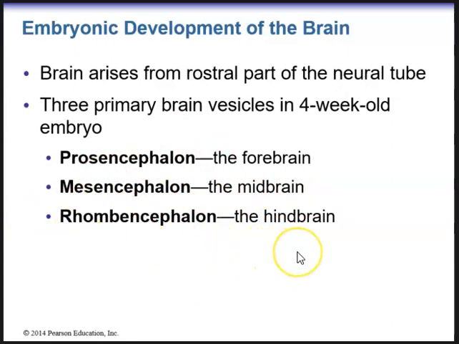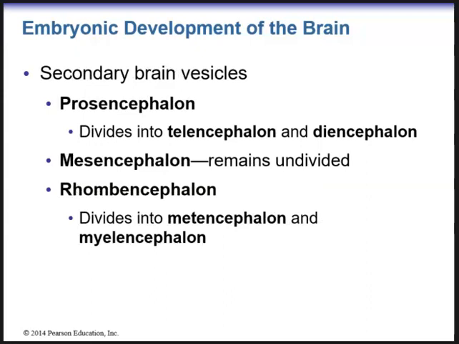Now these brain vesicles will then further divide into secondary brain vesicles. So we have three primary brain vesicles, and then we have our secondary brain vesicles. The prosencephalon will further divide into the telencephalon and the diencephalon. The mesencephalon actually just remains undivided, and then the rhombencephalon will eventually divide into the metencephalon and the myelencephalon. Make sure you know the difference between primary brain vesicles and secondary brain vesicles.